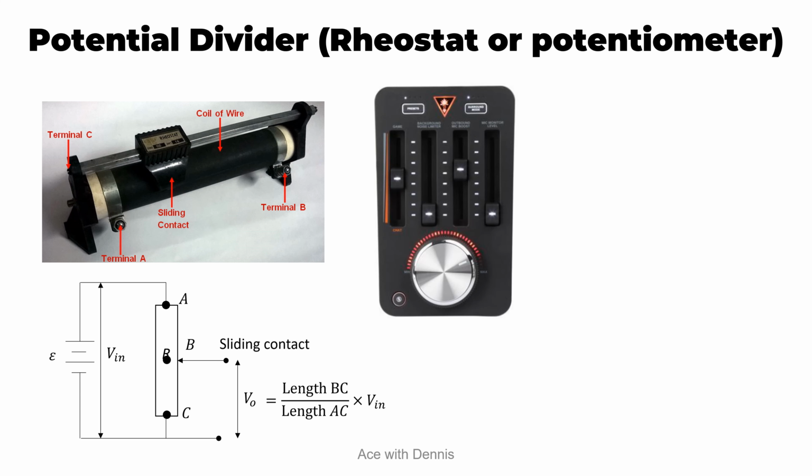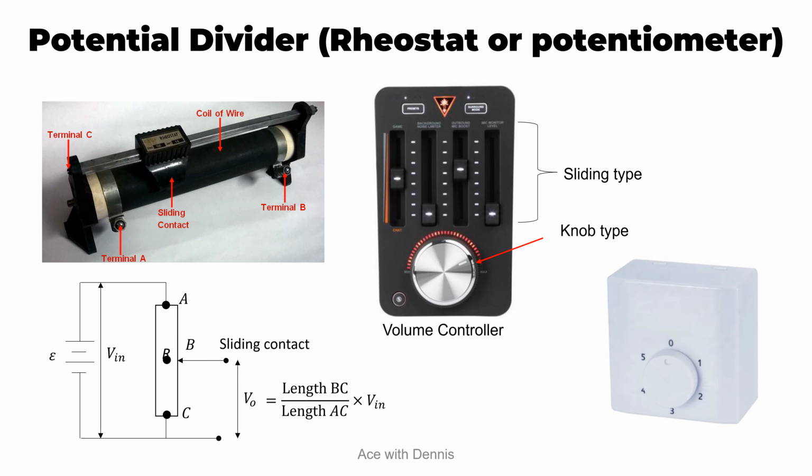So you can find a rheostat in our daily life. For example, this is the volume controller, where at this part there are a few sliding type rheostats, and the bottom one is the knob type rheostat. Also, another example is the fan speed controller, where you can control the speed of the fan by adjusting the knob.